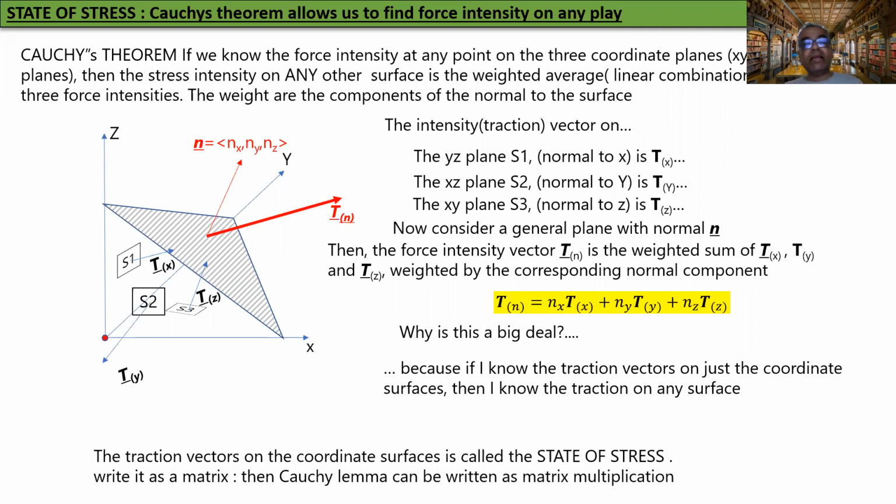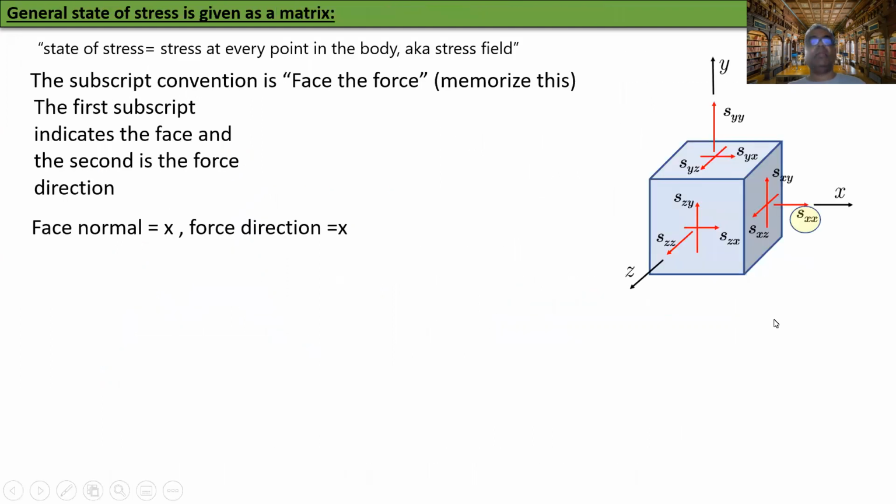Okay, now how exactly do we do this state of stress? The key thing to remember and memorize is called "face the force." It always refers to the fact that in our notation for stress, the first subscript indicates the face, the second subscript indicates the force. I've shown you all the stress components on all the faces, so three components on each face.